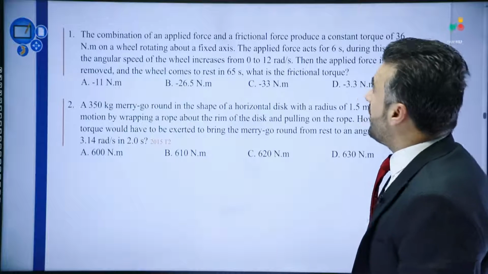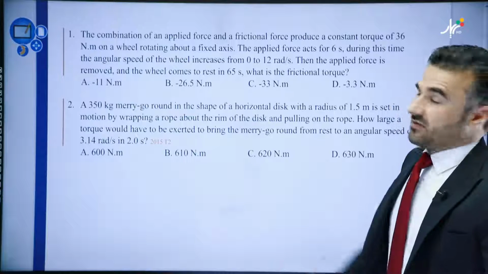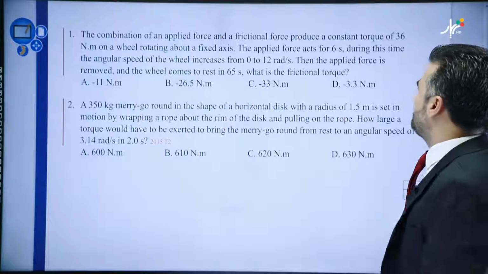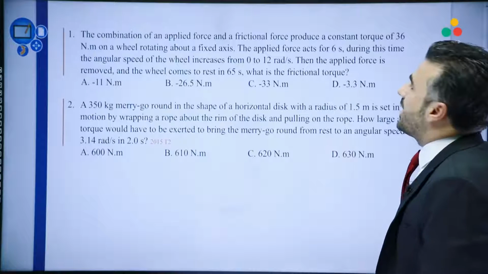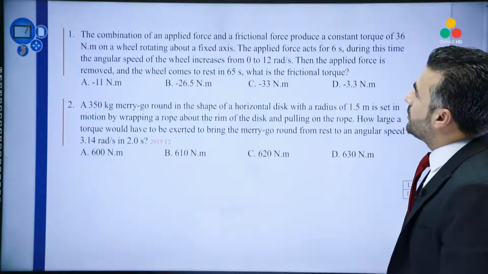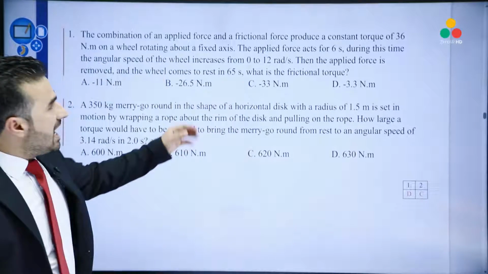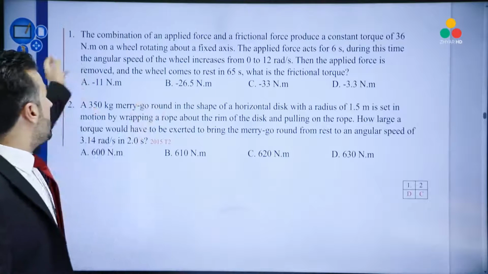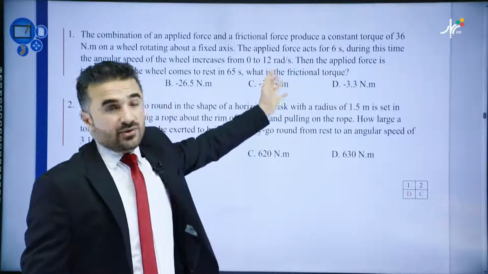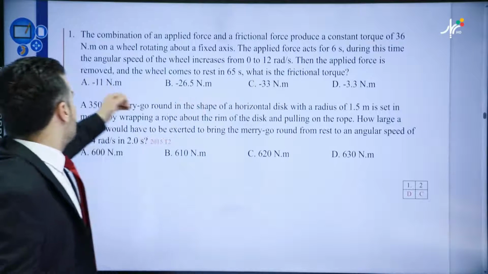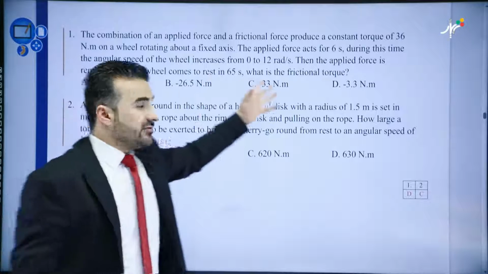The combination of the applied force and the frictional torque produce a constant. This is very similar to what we just went through in the other question, the one before the last. Newton meter on a wheel rotating. The applied torque acts for 6 seconds. During this time, the angular speed of the wheel increases from 0 to 12 radian per second. Then the applied torque is removed, and the wheel comes to rest in 65 seconds. What is the frictional torque?